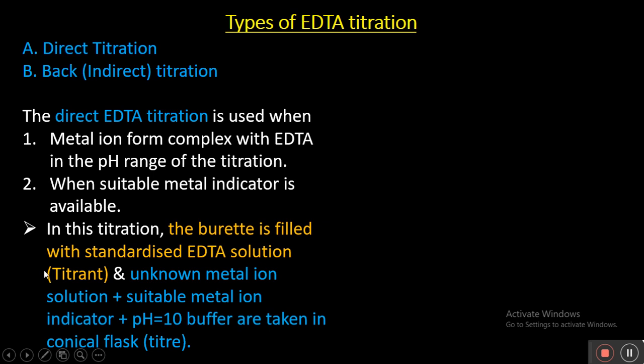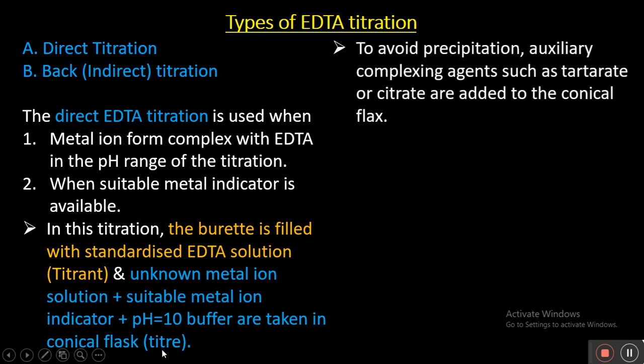Now, in this titration, the burette is filled with standard EDTA solution, and this acts as a titrant. In the conical flask, the unknown metal ion solution, a suitable metal ion indicator, and pH 10 buffer solution are added, and this acts as a titer. To avoid precipitation, auxiliary complexing agents such as potassium tartrate or citrate are added to the conical flask. What is the auxiliary complexing agent? These two complexing agents avoid the formation of metal hydroxide.